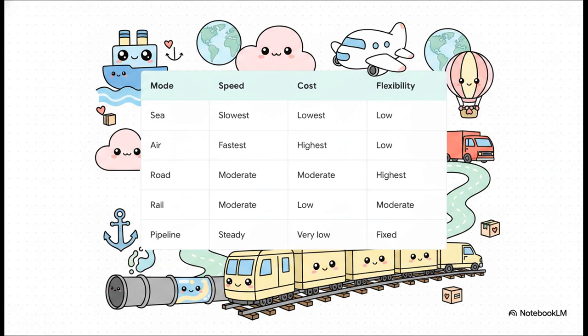As you can see, sea is the cheapest, but it's also the slowest, while air is the fastest but hits you with the highest costs. A really common mistake students make is assuming cost is the only thing that matters. Actually, scratch that. It's just one piece of the puzzle.